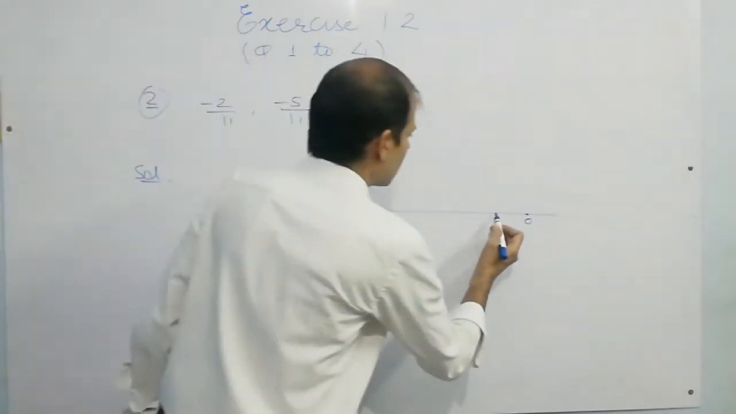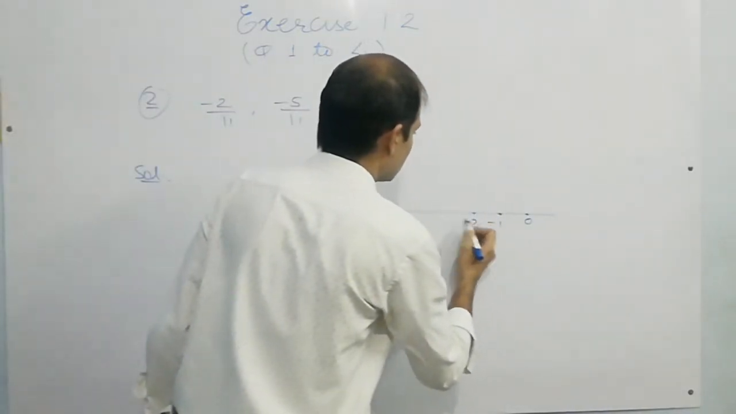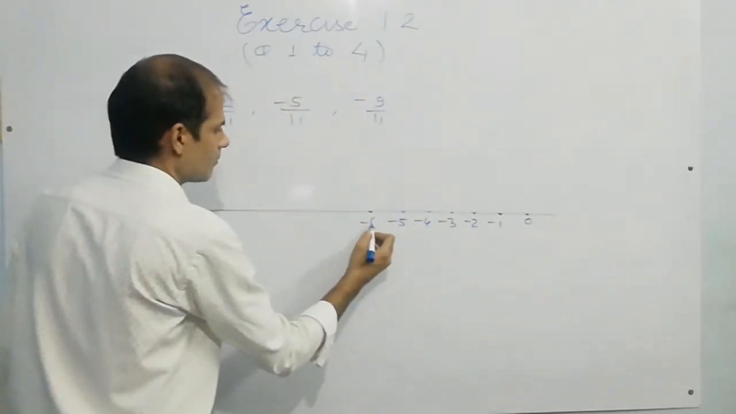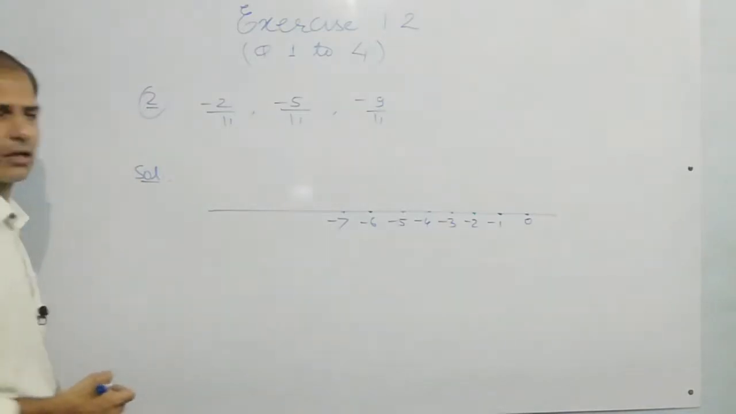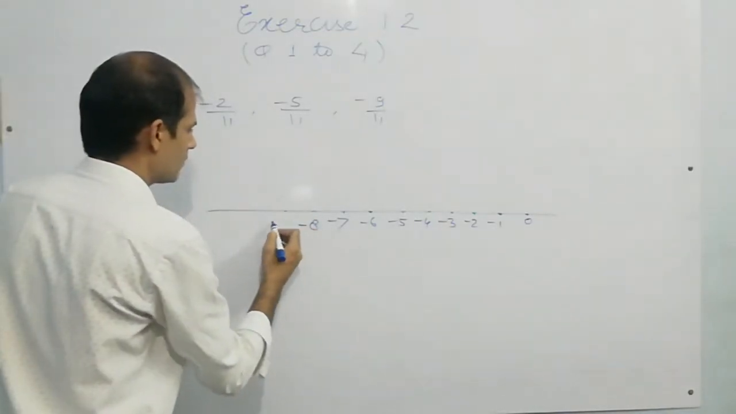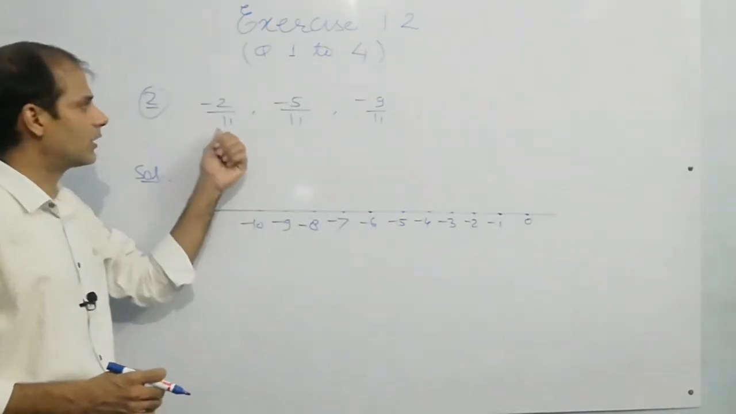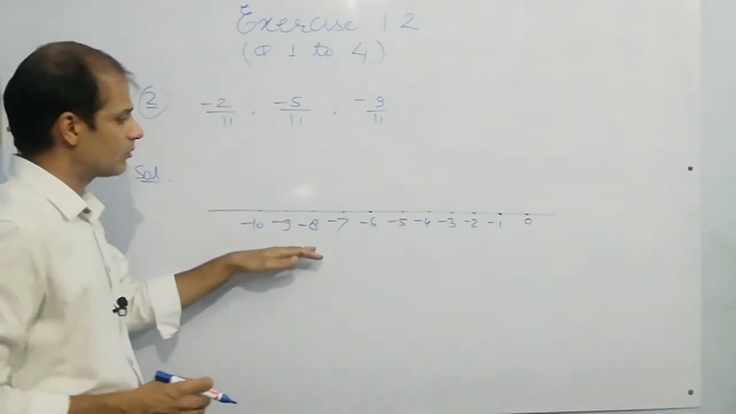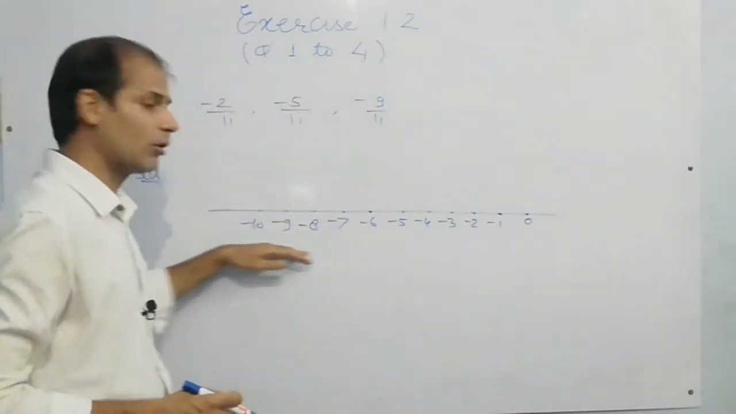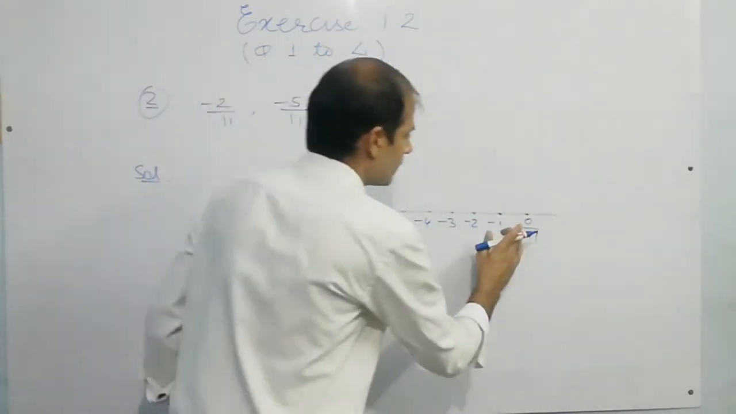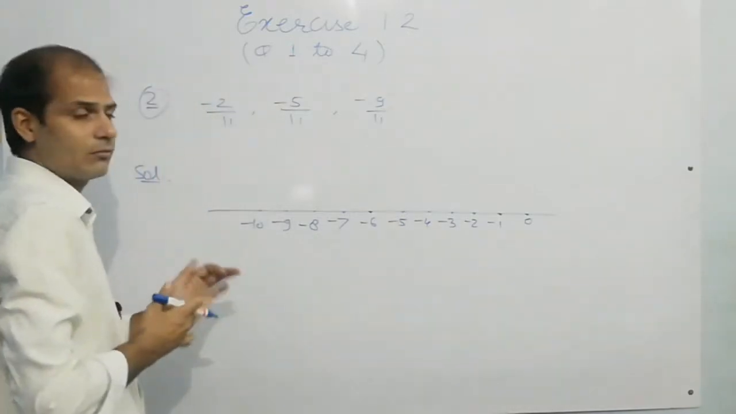So start writing the numbers: -1, -2, -3, -4, -5, -6, -7, -8, -9 and -10. Okay, let's check it again. 1 2 3 4 5 6 7 8 9 10. All right, the denominator is 11, so write the denominator below all these numbers. It is 11, but it becomes 0, so we never write denominator below 0.